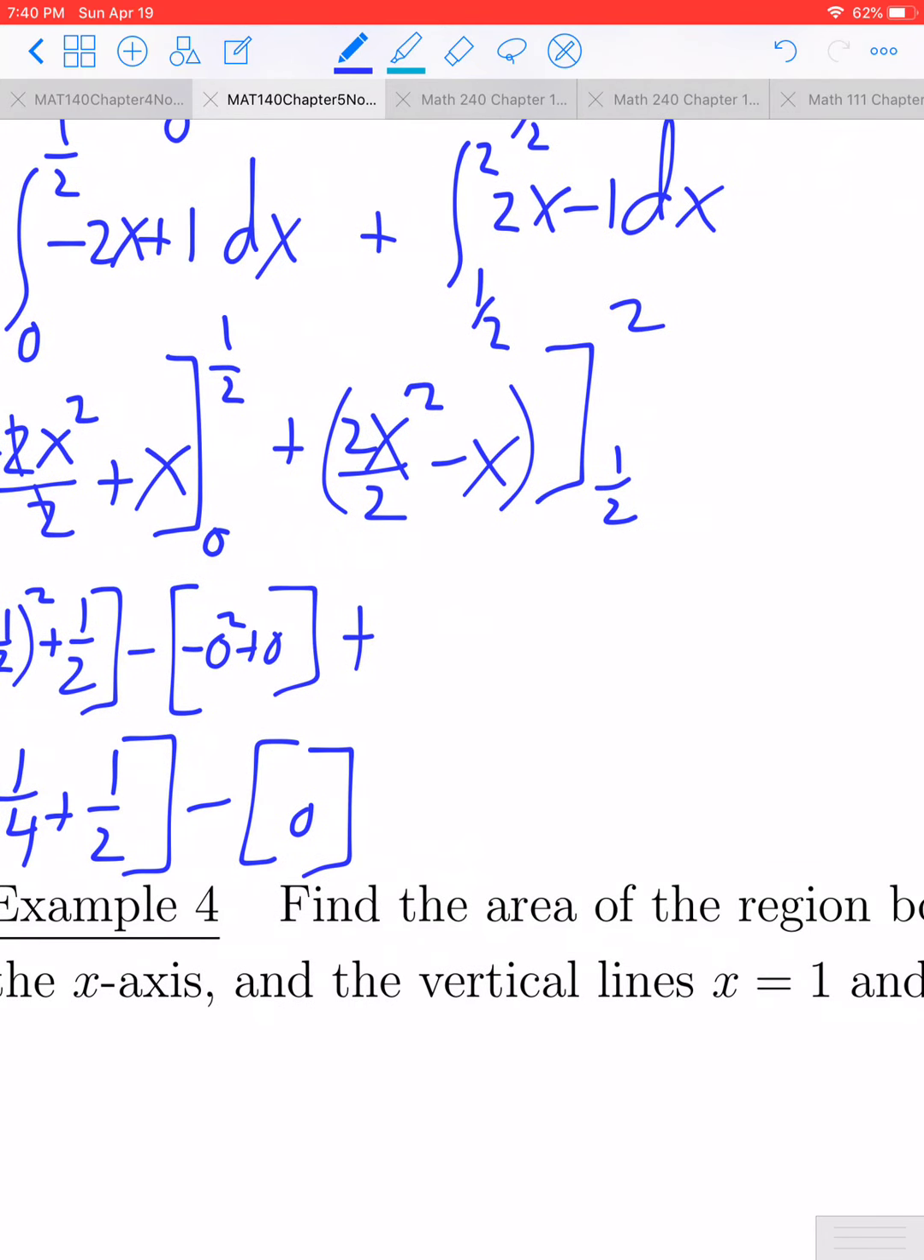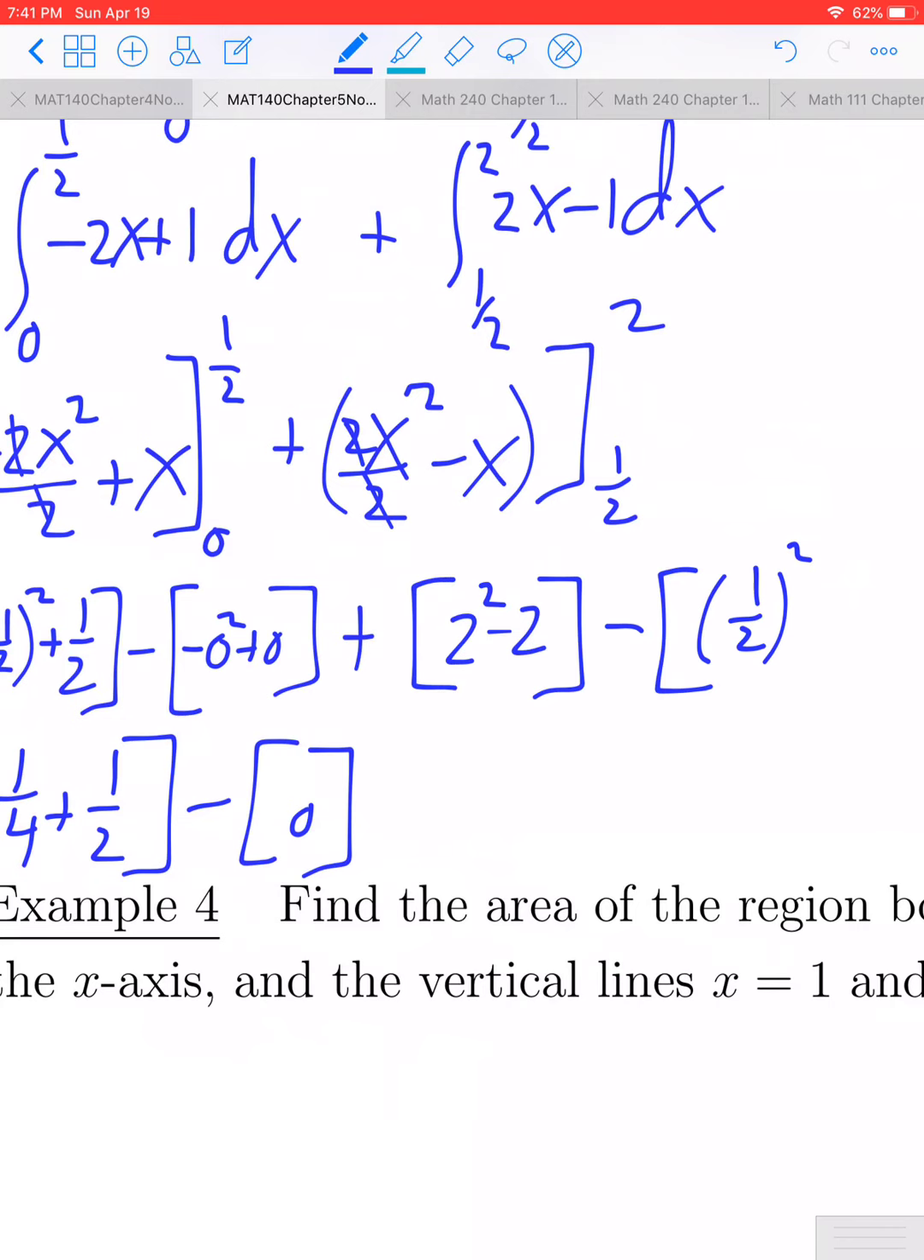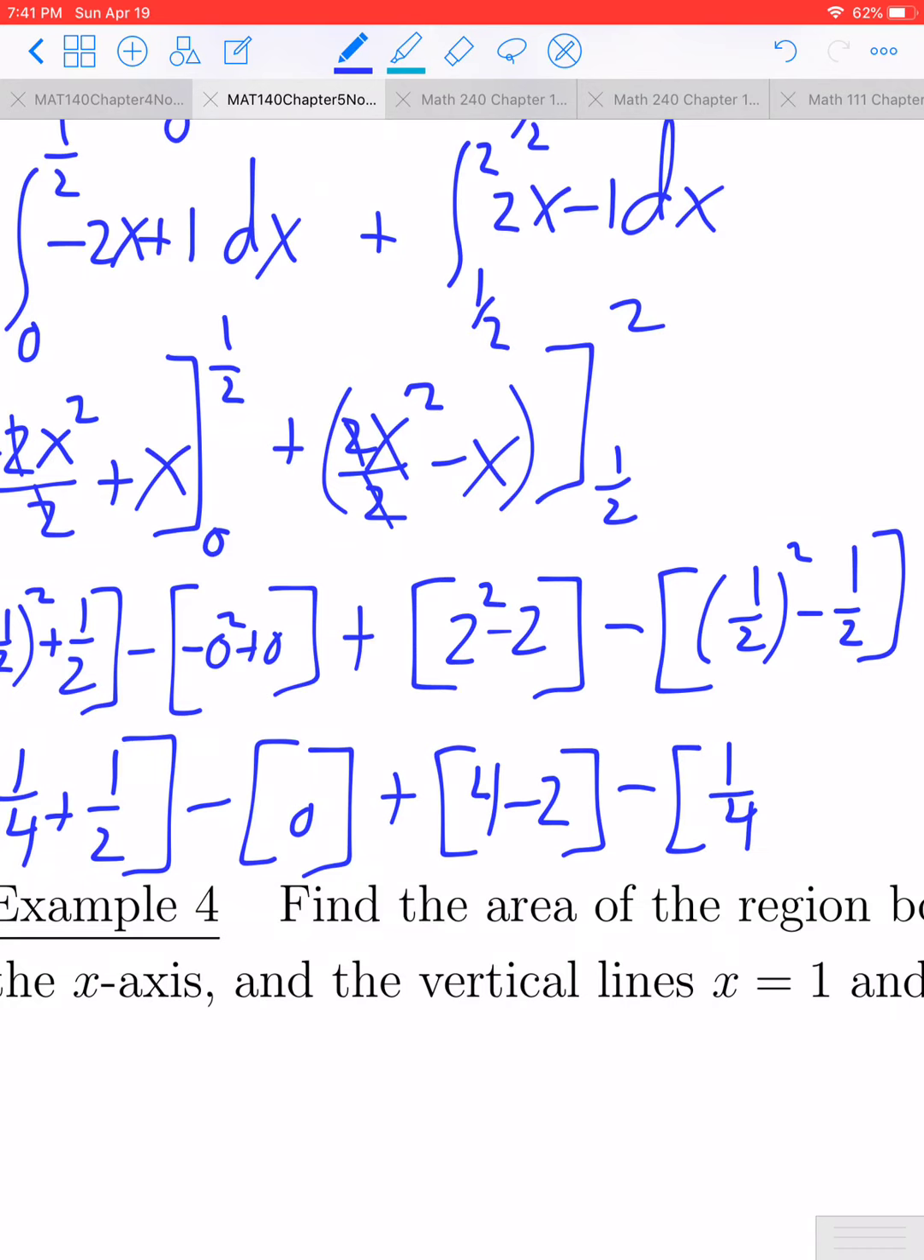Plus, let's take a look at the second one. Again, these 2's cancel. I would evaluate it at the upper limit of integration. That's going to be 2 squared minus 2. And then subtract that antiderivative evaluated at the lower limit of integration. Minus 1/2 squared minus 1/2. This is going to give us a plus 2 squared is 4 minus 2, minus 1/4 minus a half.